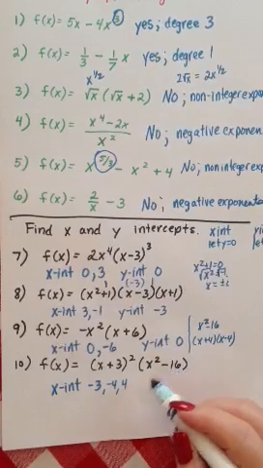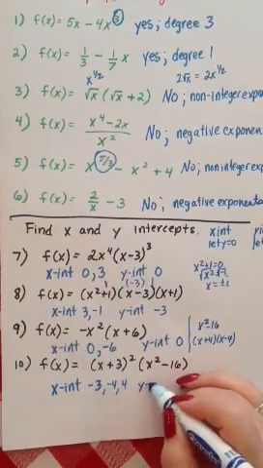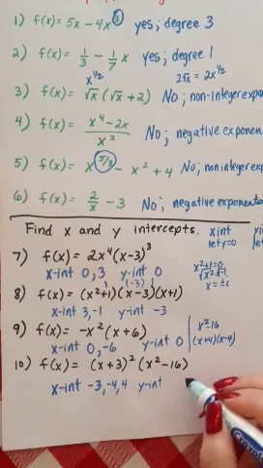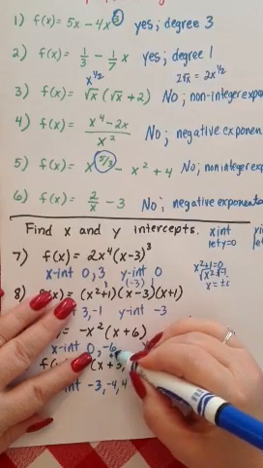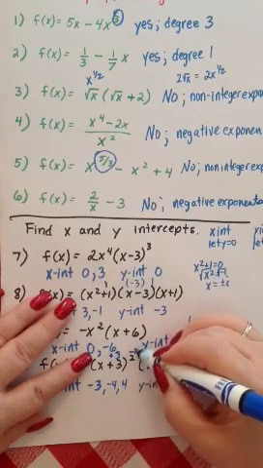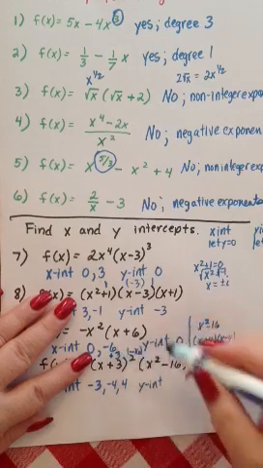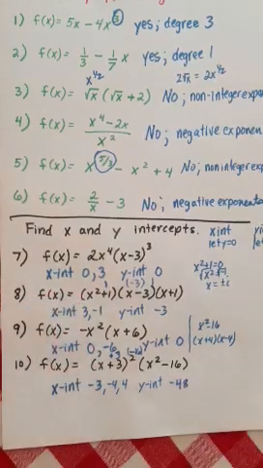So I have those 3 zeros, and for my y-intercept, remember your y-intercept comes from letting x be 0. So that would make this positive 3 times negative 16. Positive 3 times negative 16 gives us negative 48. So it's going to cross the y-axis at negative 48.